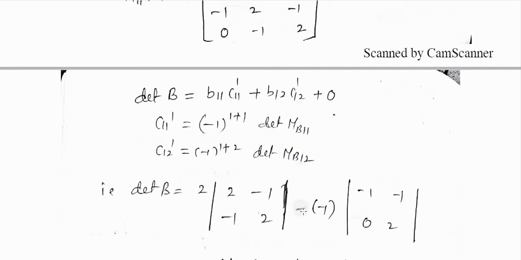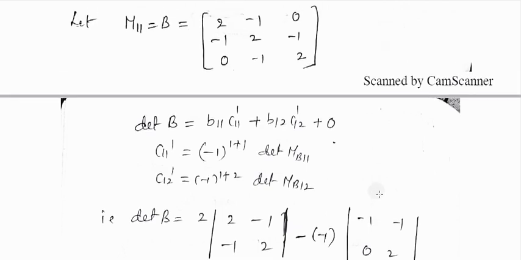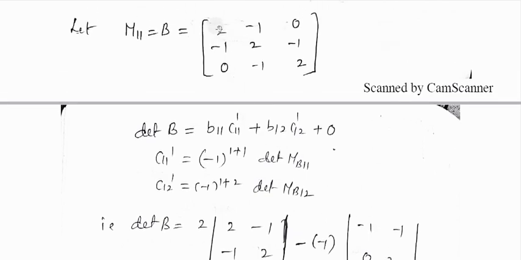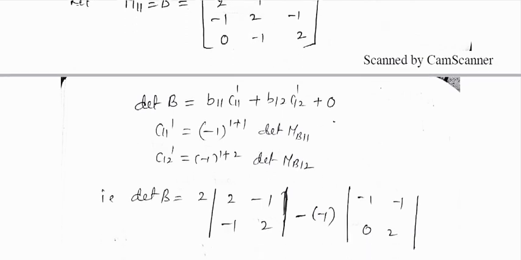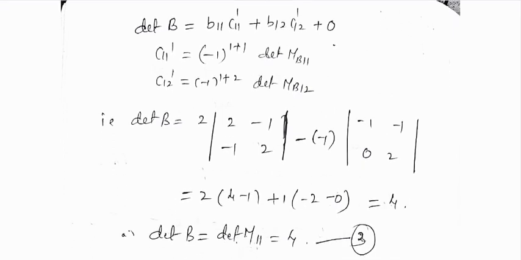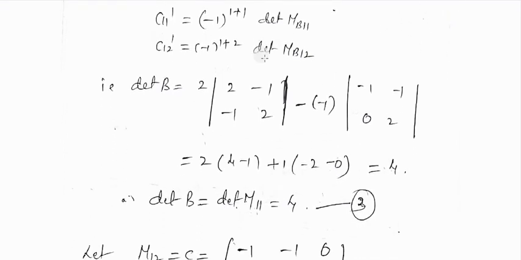The next sign is minus, because this gives a minus sign. So minus B12 into the determinant of the second minor MB12, which is obtained by deleting the first row and the second column. Expanding and simplifying gives the value of the minor M11 as 4. So the determinant of B, which is the determinant of M11, is 4.